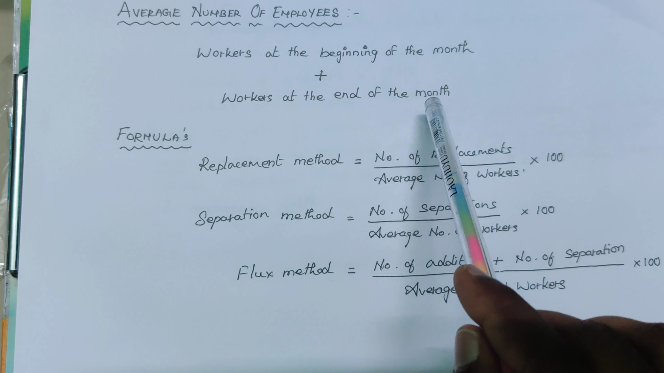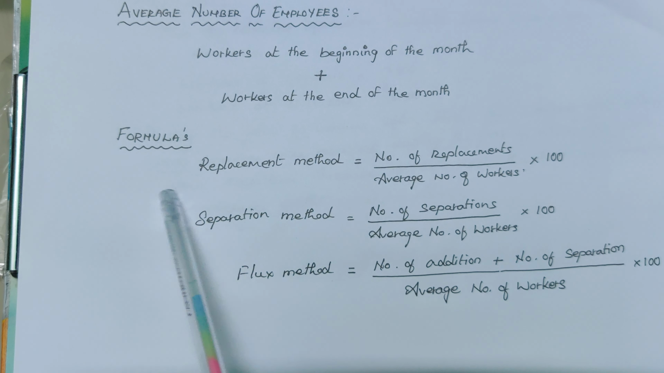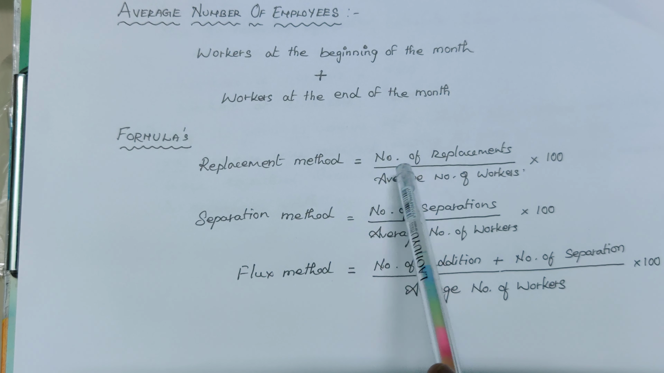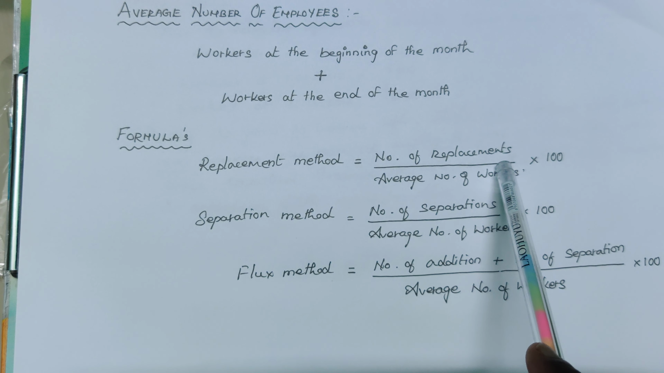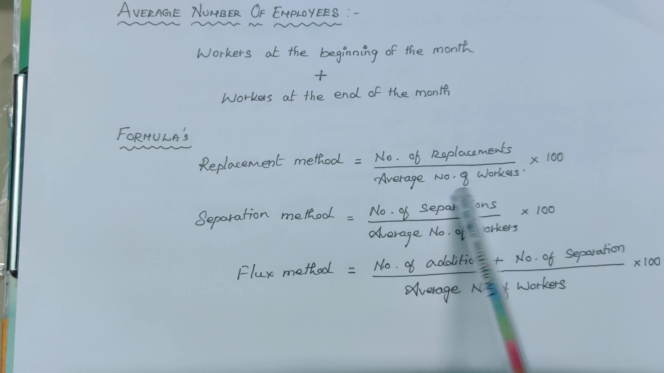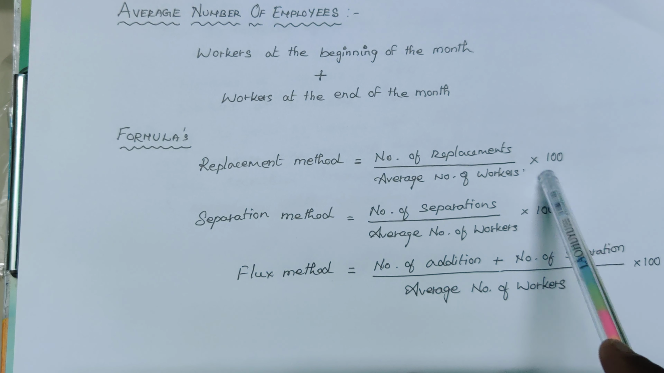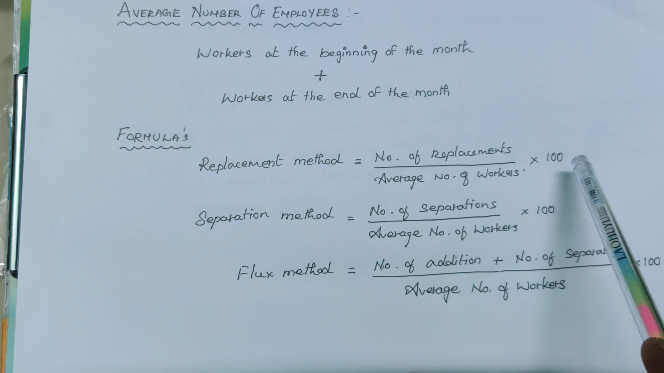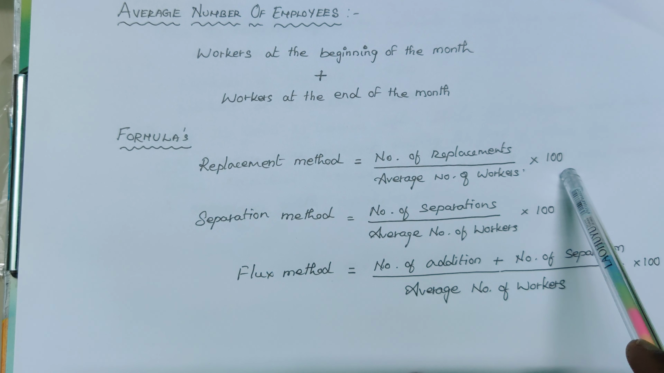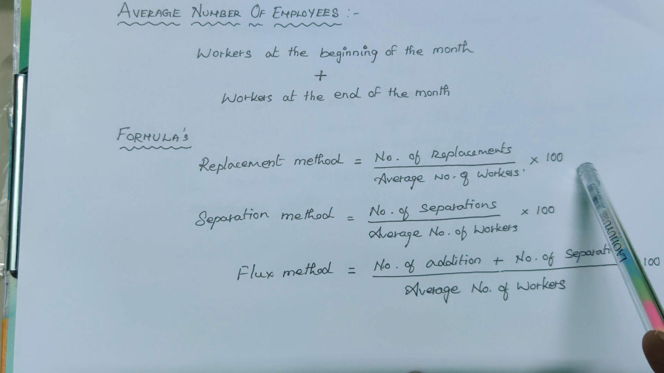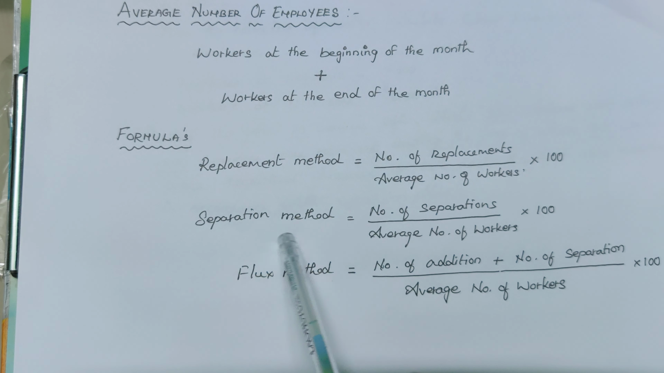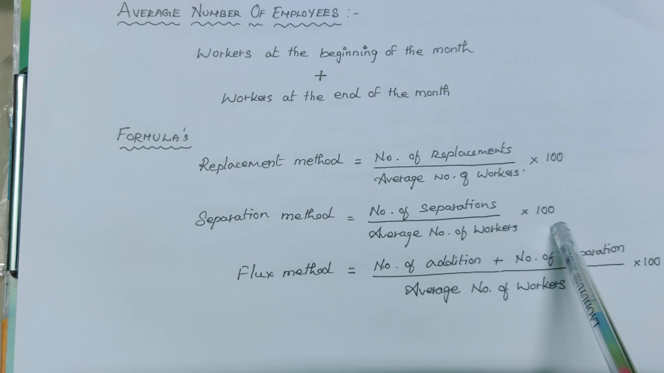The formula for the replacement method is number of replacements divided by average number of workers into 100. In this method, we will get the answer in percentage form. Separation method is number of separations divided by average number of workers into 100.